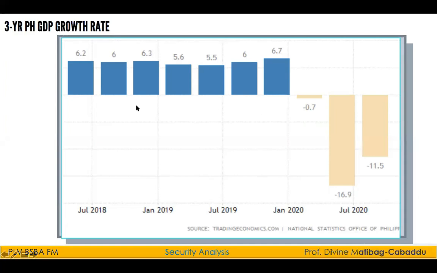As you can see here, the growth rate of the Philippines has been very consistent for the past 2 years. And then at the onset of the pandemic, it posted a negative 0.7% GDP growth rate, and the lowest of which is negative 16.9%. No wonder the president reiterated that the Philippines could no longer take any more business shutdown. They are forced to allow workers to go back to work so as to continue our economic movement.